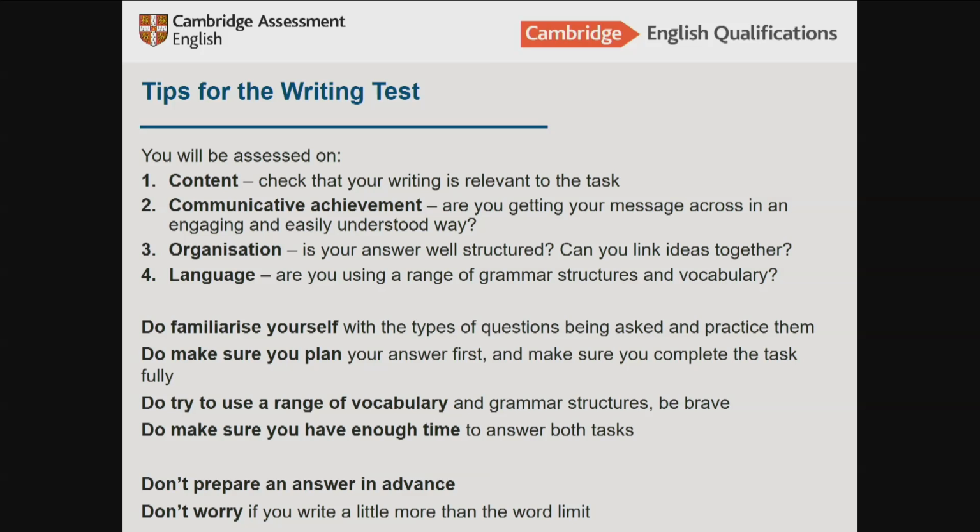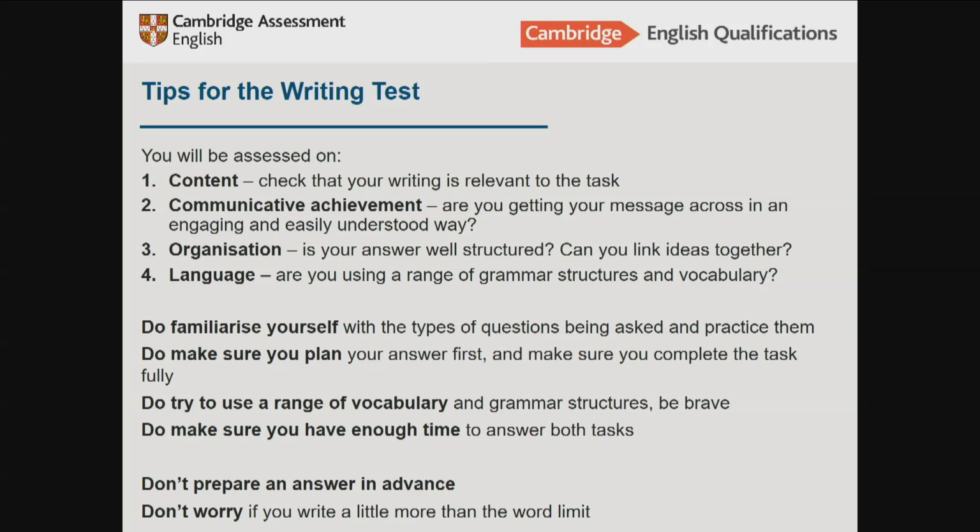It's much easier to write if you spend a few moments just thinking about exactly what you're going to say and the order in which you're going to say it. Try to use a range of vocabulary and grammar, and be brave. The examiner will be looking for examples of how you've really tried to use what you've learnt in the English language. And also, it's better to try something complex and to make an error than to just write in very, very simple language.